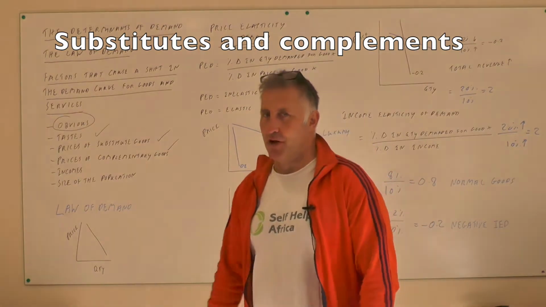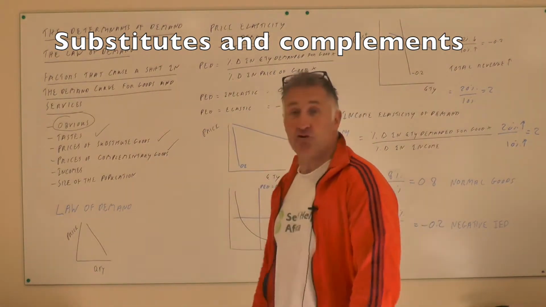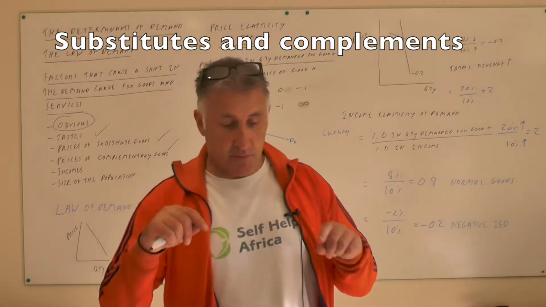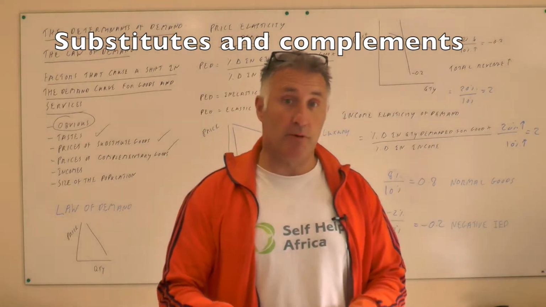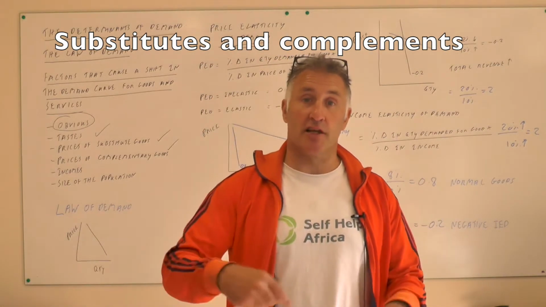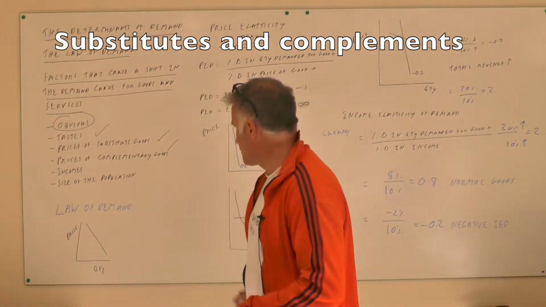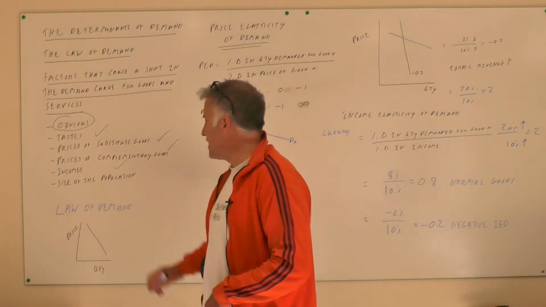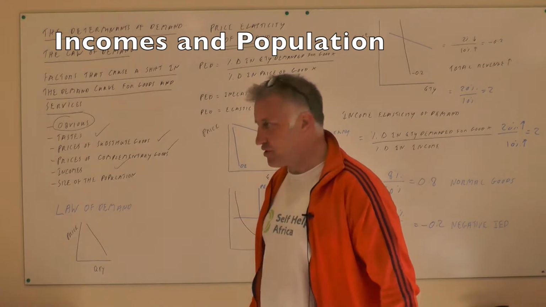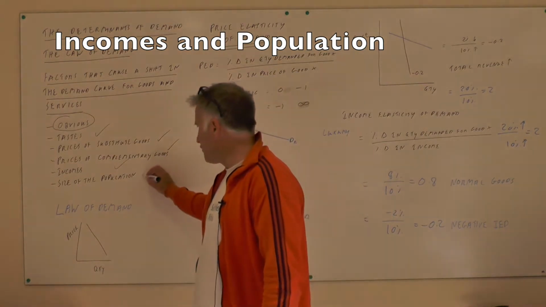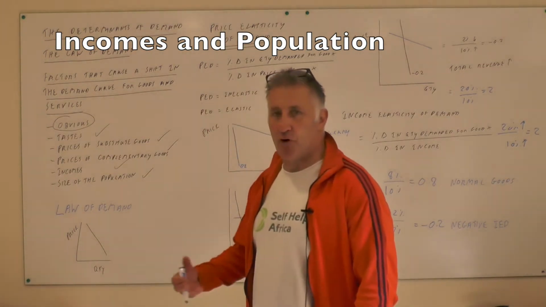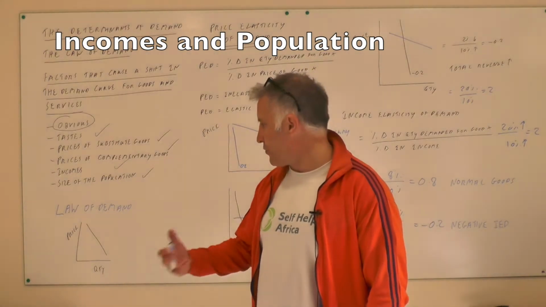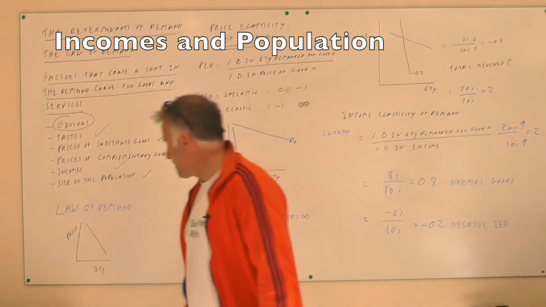It's a pretty stupid one. Let's stick with gin and tonic. Strawberries and cream is another one. If the price of strawberries becomes really cheap, then people may also buy more cream because they like having cream with their strawberries. So that's complementary goods. If people's incomes rise, that will also cause a shift in the demand curve. And the size of the population: if the size of the population goes up, we would expect more people to demand that good.